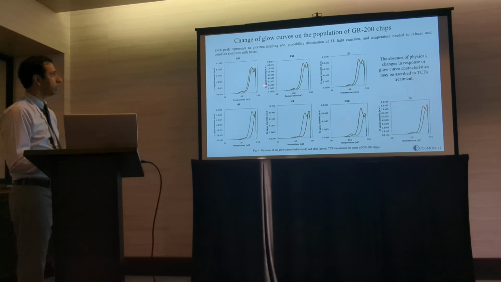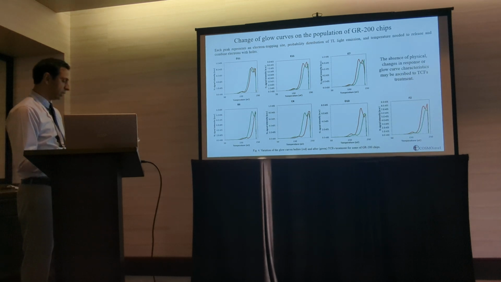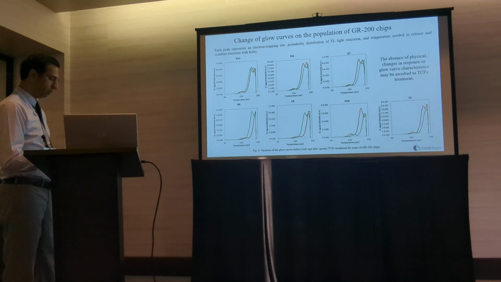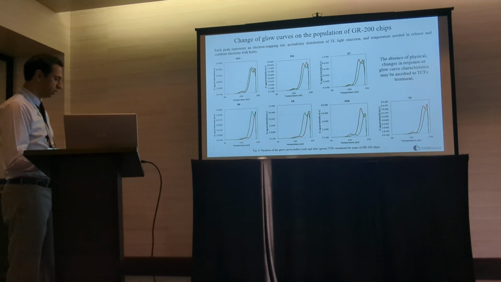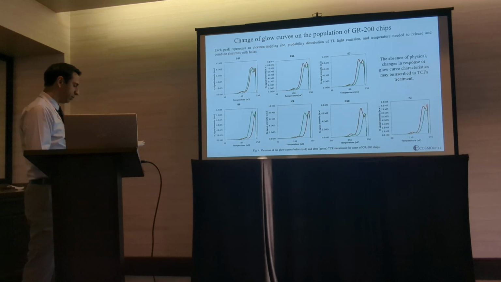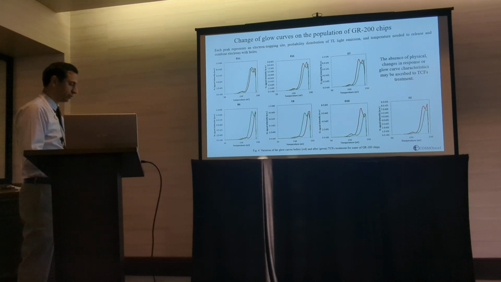Each peak in the glow curve represents a site, or what they call an energy state, for trapping electrons and implies the probability distribution of TL light emission. Moreover, the location of the peak in the glow curve shows the temperature required for releasing electrons and combining them with holes.